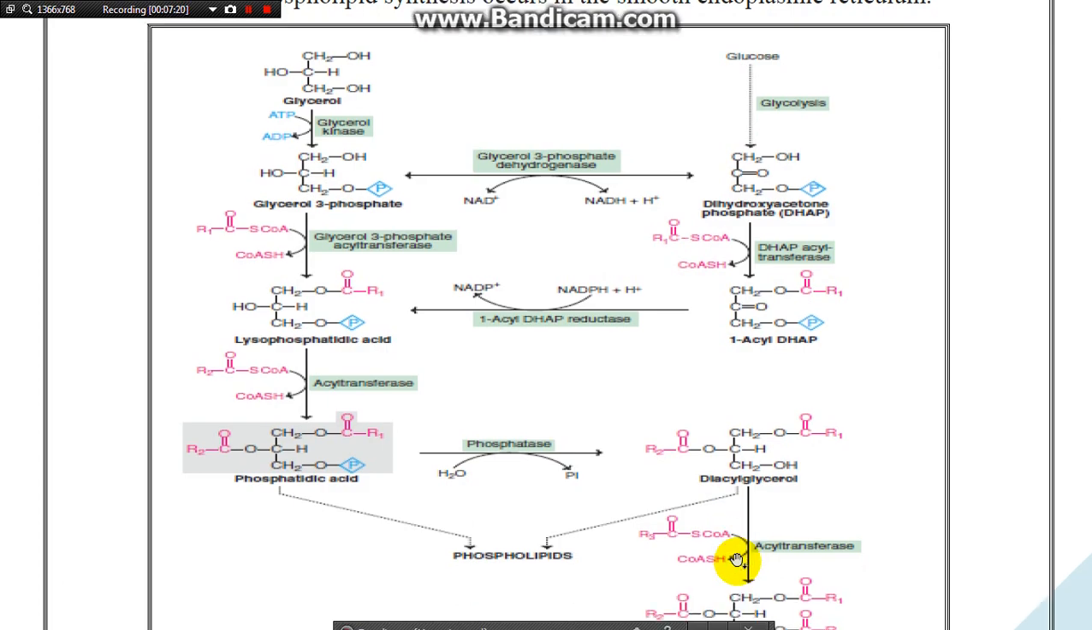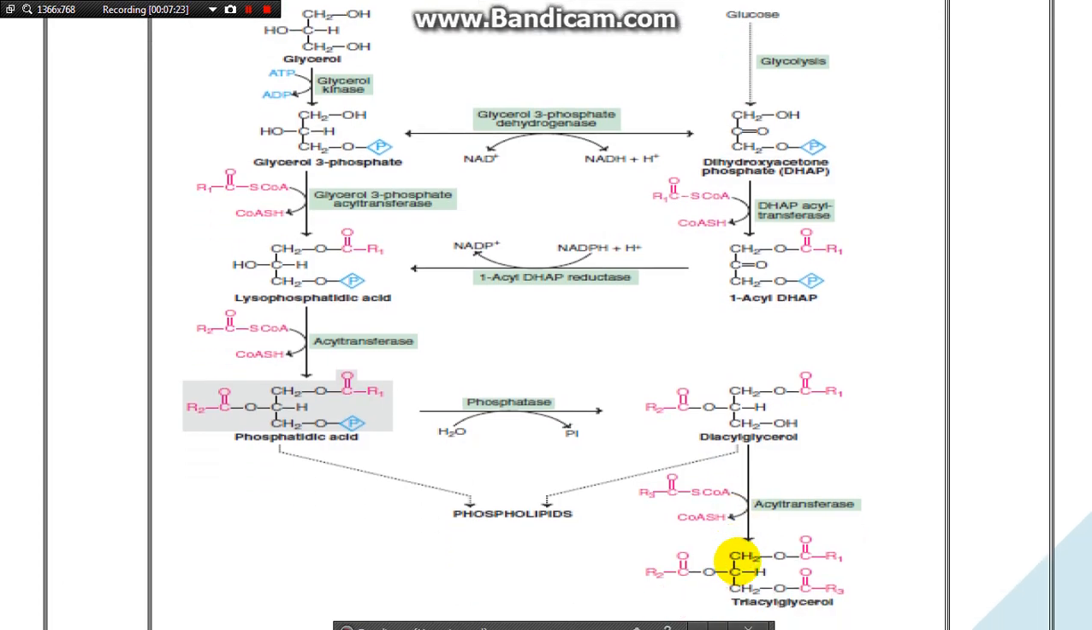The diacylglycerol is converted to triacylglycerol by acyl transferase after adding the acyl group from the acetyl CoA, and the diacylglycerol reacts or combines with phosphatidic acid to give the phospholipid.